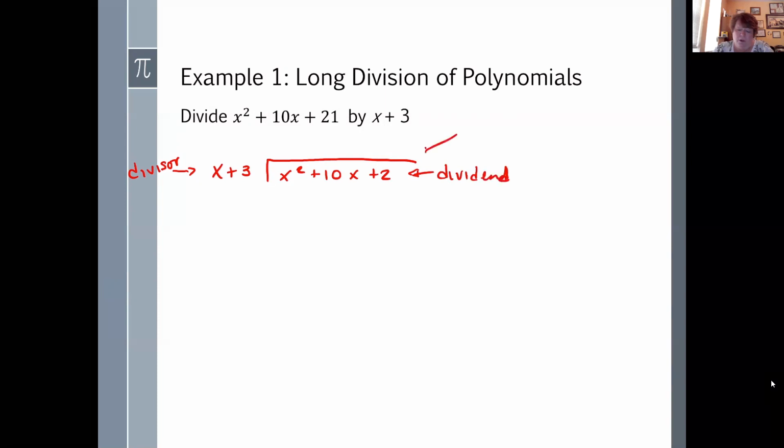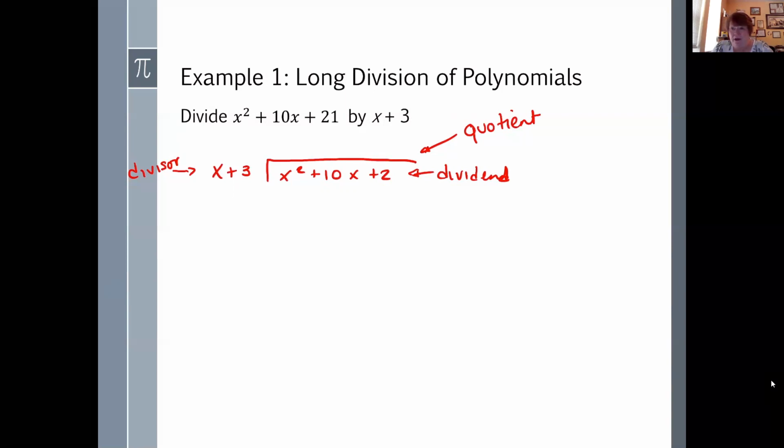And I'm going to get some quotient when I'm done. All right, so how do I determine what the first value is in my quotient? Now, since I'm dividing a polynomial by a polynomial, my quotient's going to be a polynomial. And in this case, it's going to be a polynomial with more than one term. So what I'm looking for is what is the first term in my quotient. Remember, in algebra, terms are things being added or subtracted. So how do I determine the first term in my quotient?